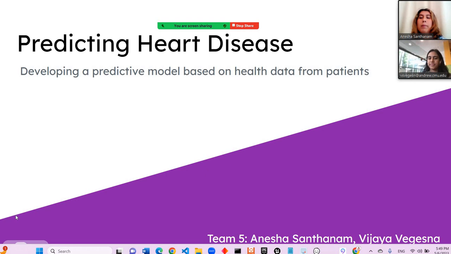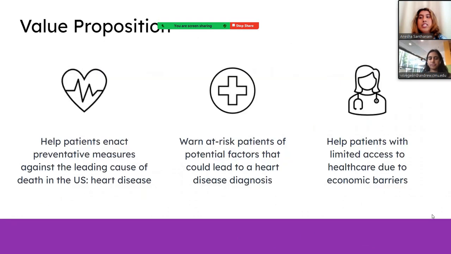Today we're going to talk about developing a predictive model based on health data from patients in order to predict heart disease. Our value proposition for developing a model like this is that it would help patients enact preventative measures against the leading cause of death in the US, which is heart disease. Additionally, it would warn at-risk patients of potential factors that could lead to a heart disease diagnosis and allow them to enact preventative measures. And it would also help patients with limited access to healthcare due to economic barriers know what they're susceptible to and get healthcare on time.